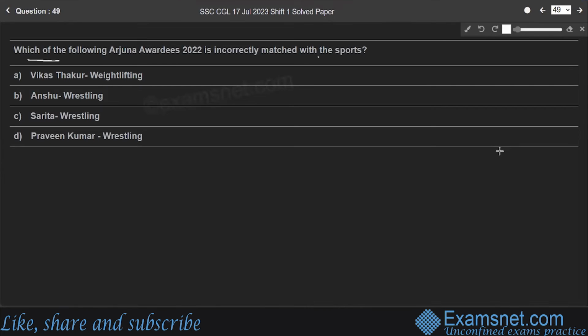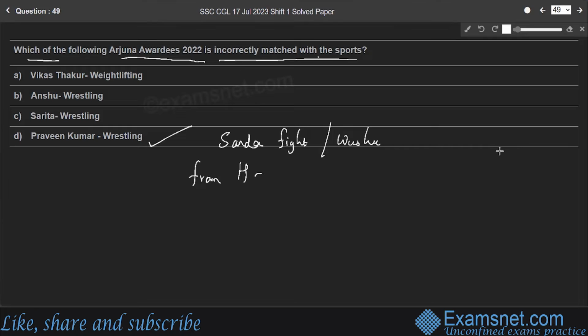Question 49. Which of the following Arjuna Awardees 2022 is incorrectly matched with the sports? Here, Praveen Kumar in wrestling, right? Arjuna Awards are given for outstanding performance in sports and games. So Praveen Kumar is associated with Sanda fight or Wushu. He hails from the state of Haryana. He is the first Indian male athlete to win a gold medal at the Wushu World Championships. So option D is the right answer.